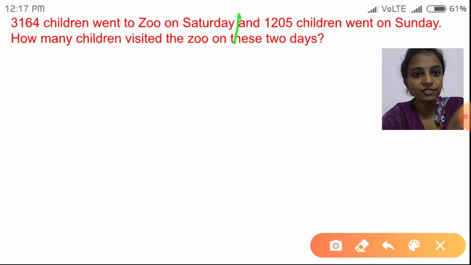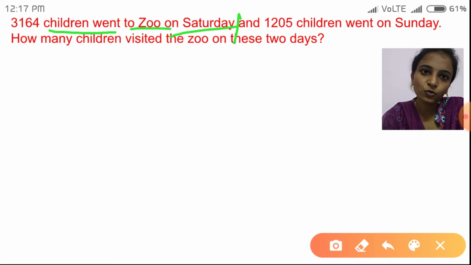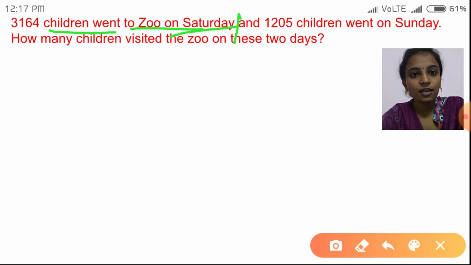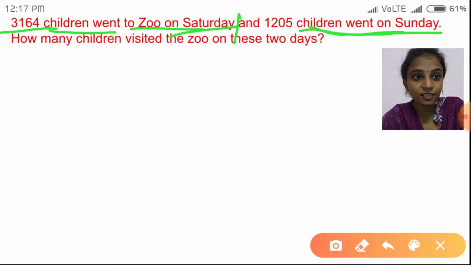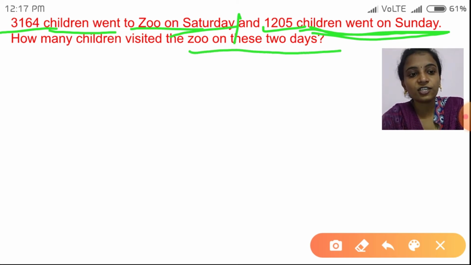In the last problem I started with "number of". So in this problem also, shall we start with "number of"? Yes, number of children who went to the zoo on Saturday. How many? 3164. Next, children who went on Sunday. See, in the question itself there is the step. Children who went on Sunday, how many? 1205. What we have to find is the total number of children.